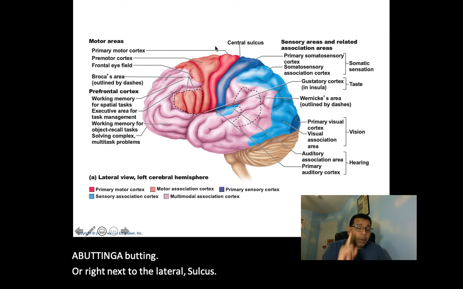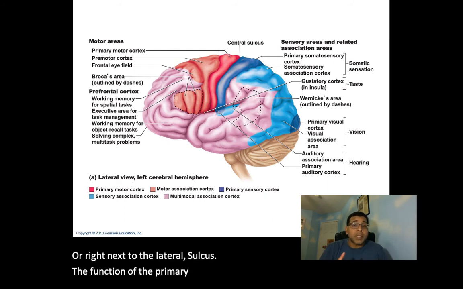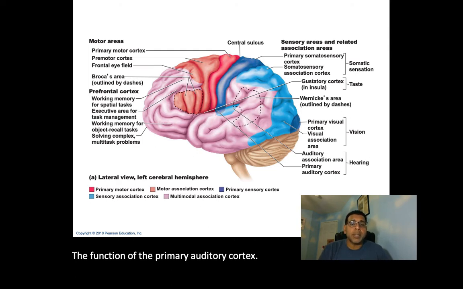The function of the primary auditory cortex, you'll see, is that it interprets sound for pitch, loudness, and location.